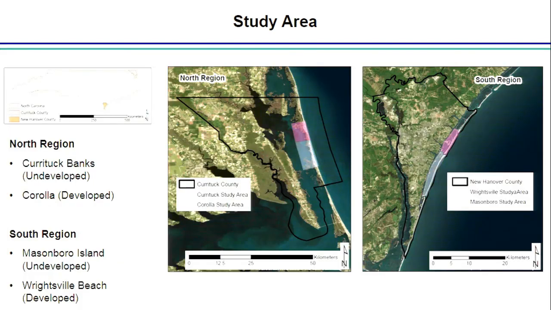So to have a model that can classify across the 2 different kinds of barrier islands and a variety of barrier islands in North Carolina, we selected study areas for both a north region and a south region. In the north, we selected Currituck Banks, which is an undeveloped reserve, and then adjacent to it is this portion of Corolla, which is a developed area. In the south, we selected Masonboro Island, which is again an undeveloped reserve, and adjacent to it is Wrightsville Beach.